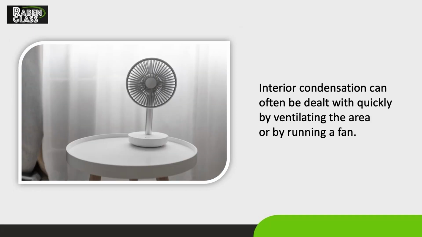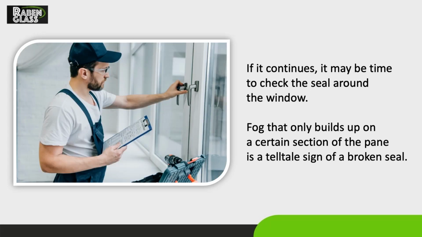Interior condensation can often be dealt with quickly by ventilating the area or by running a fan. If it continues, it may be time to check the seal around the window. Fog that only builds up on a certain section of the pane is a telltale sign of a broken seal.